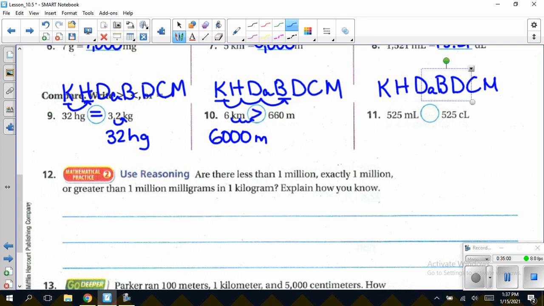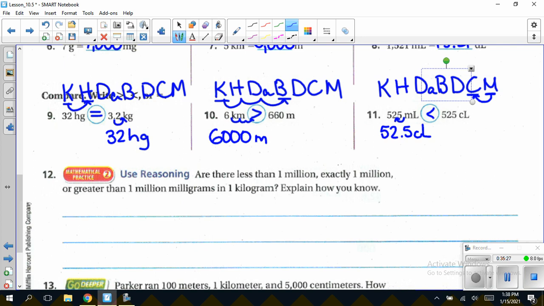So I'm going to go ahead and convert the 525 milliliters into centiliters. So I see that it is one swoop to the left to go from milli to centi. So from the end of my number, once to the left gives me 52 and 5/10 centiliters. And I do see that that one would be less than the 525 centiliters.